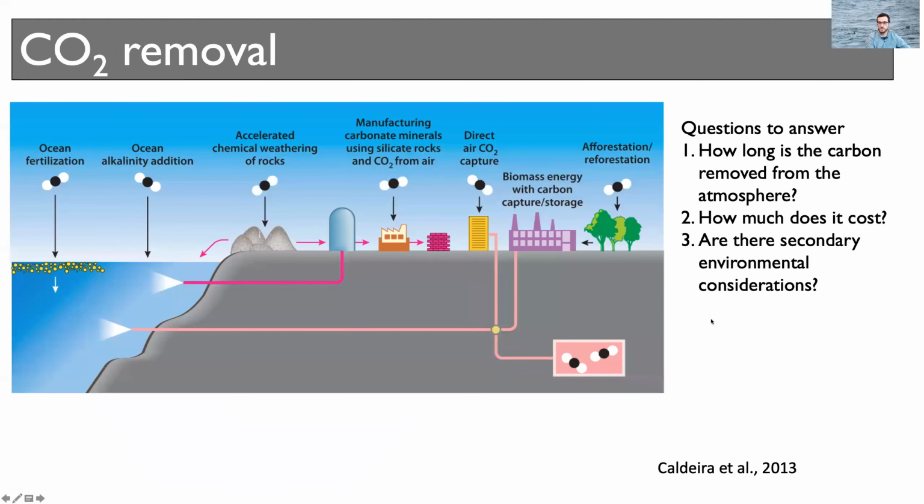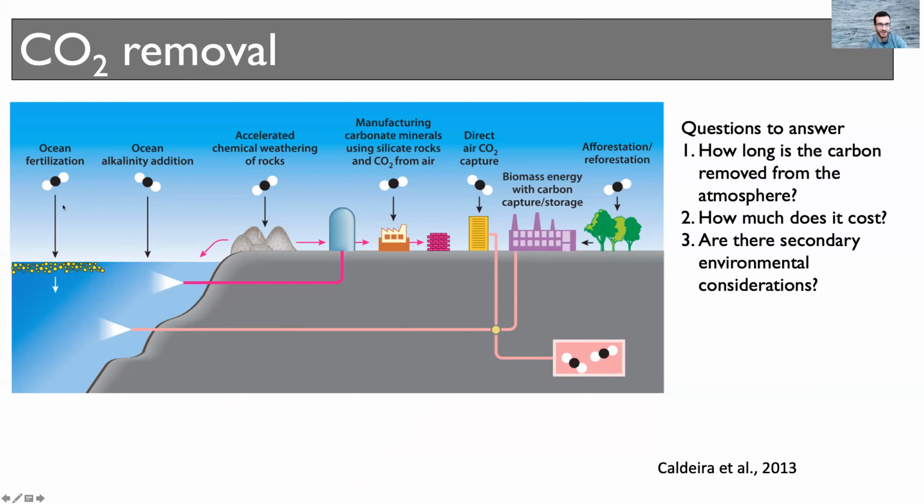Okay, so CO2 removal. There's a whole range of options here. And this figure from Caldera et al., 2013, seeks to coalesce all those options into one nice little diagram. And so what you need to think about with any of these options is how long is carbon removed from the atmosphere, how much does it cost, and are there secondary environmental considerations?